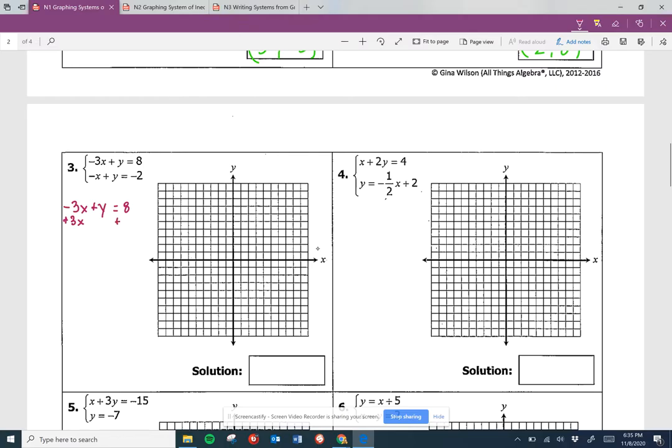We'll go ahead and get that on the graph. Okay, starting the graph at 8, going up 3, right 1, or down 3, left 1.